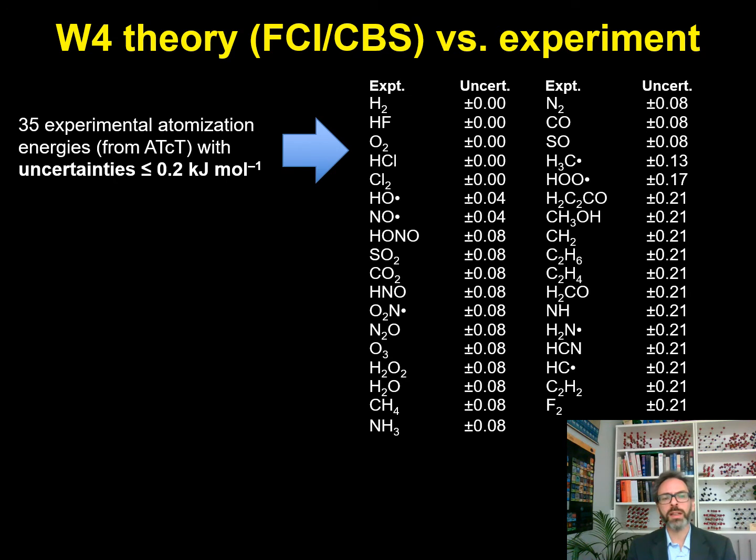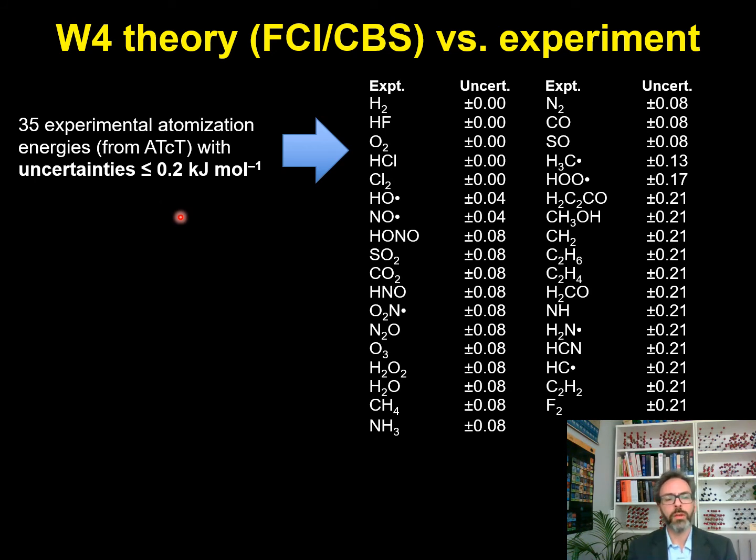Now, when we benchmark these highly accurate theoretical procedures, we have to use highly accurate experimental data. Here we would like to use experimental total atomization energies with error bars that are equal to or smaller than 0.2 kilojoules per mole. Now, such highly accurate experimental data is only available for a fairly small number of systems. Here we have gathered a set of 35 experimental total atomization energies with error bars that are equal to or smaller than 0.2 kilojoules per mole.